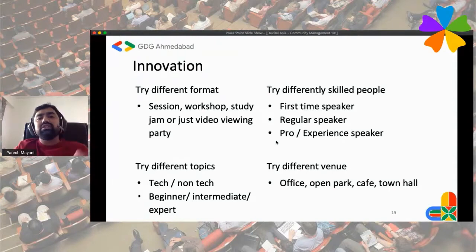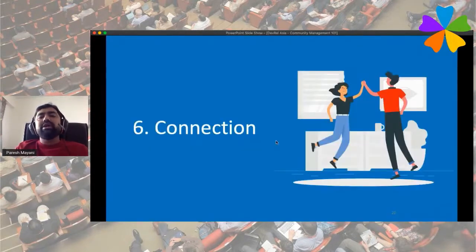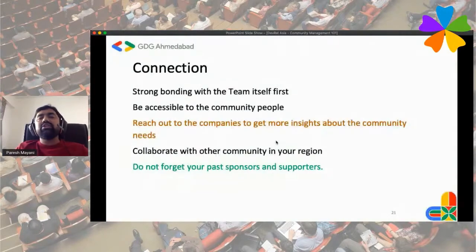That's what you can try out, experiment, and keep on innovating, just keep on trying out things. Now let's say we did innovation, we did evaluation, we did all the events and so on. Now it's all about connection, right? Connection, networking, and I would say meaningful networking. Allowing our community members to do meaningful networking matters most, right?